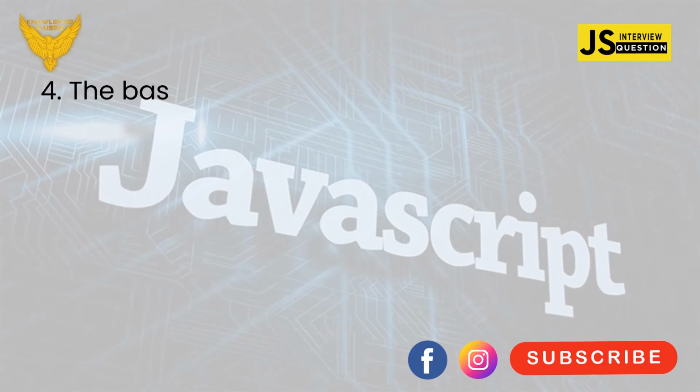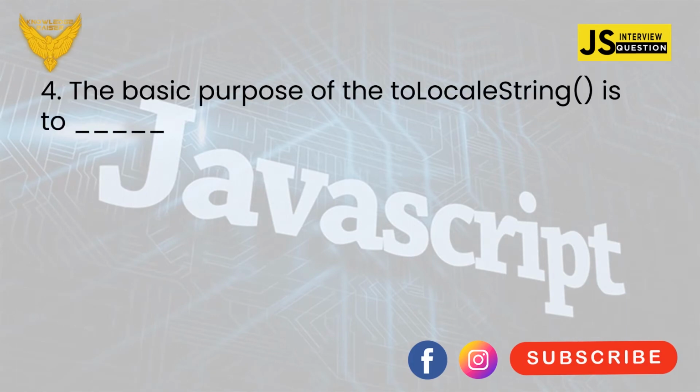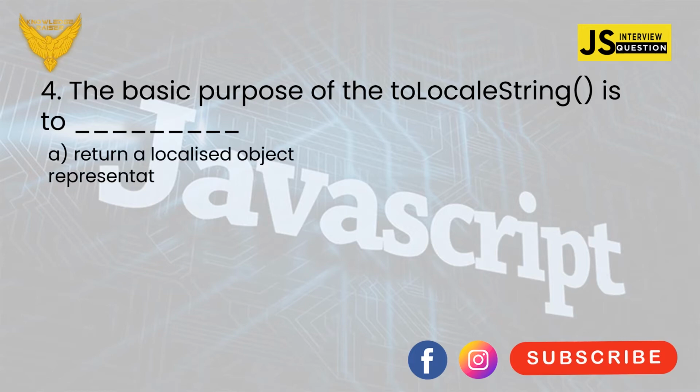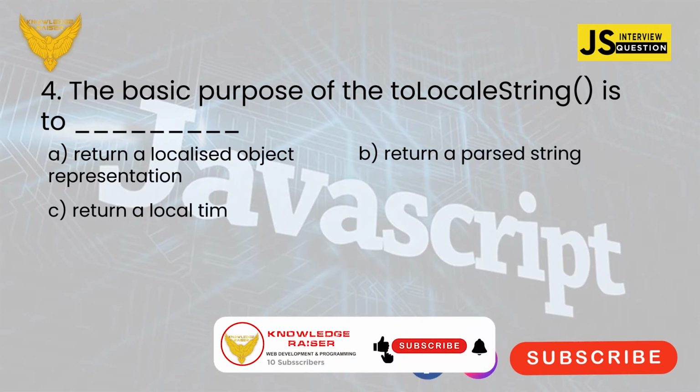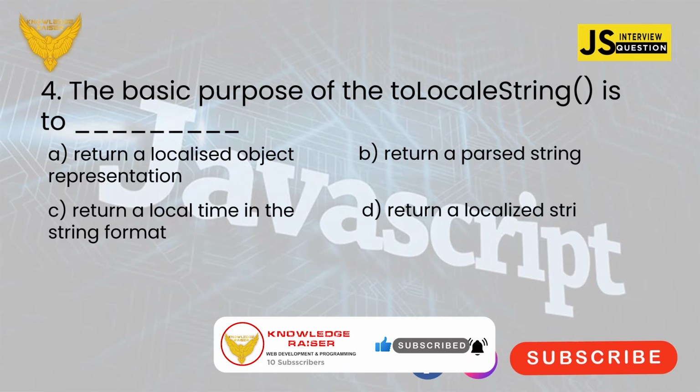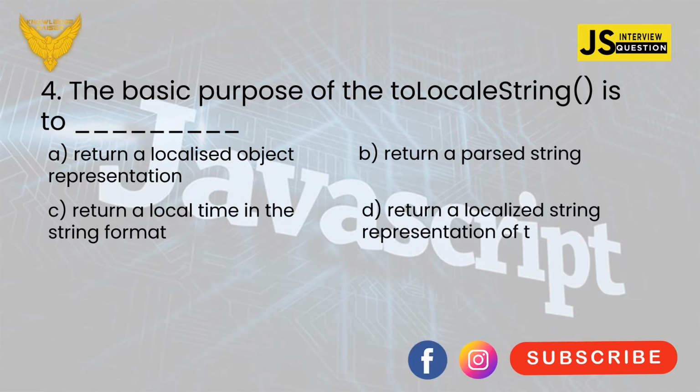Next question number 4. The basic purpose of the toLocaleString is to dash. A. Return a localized object representation. B. Return a phrased string. C. Return a local time in the string format. D. Return a localized string representation of the object. Answer होगा D. Return a localized string representation of the object.